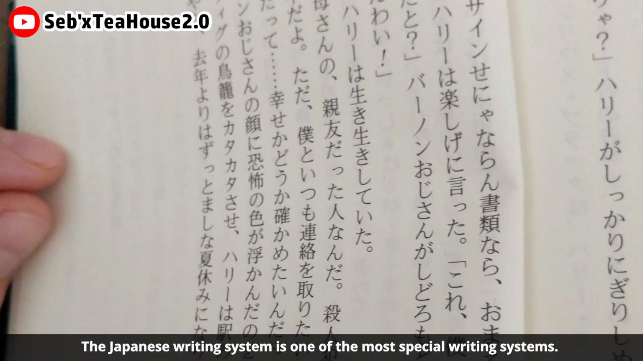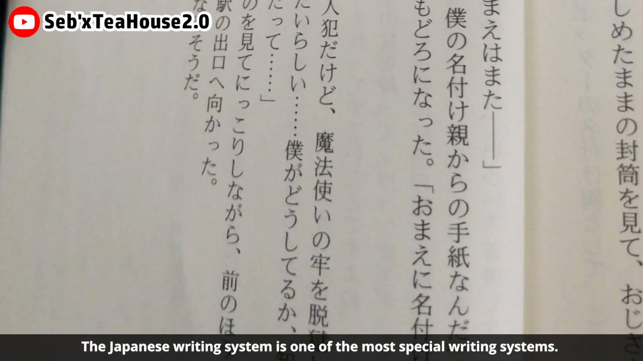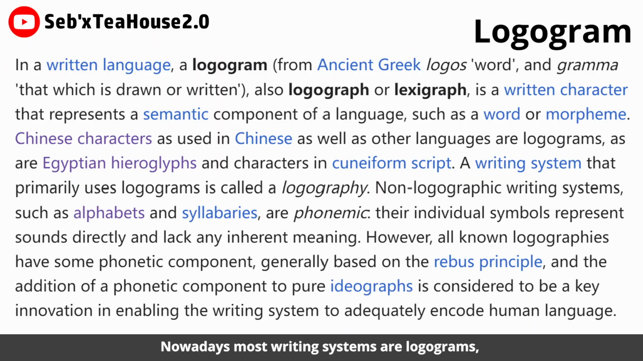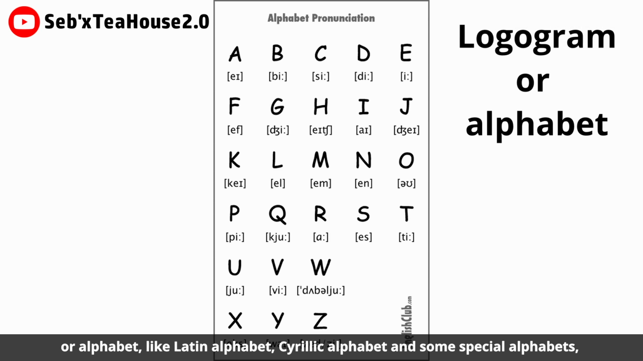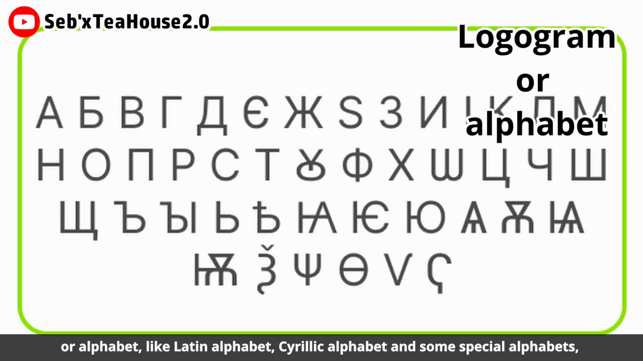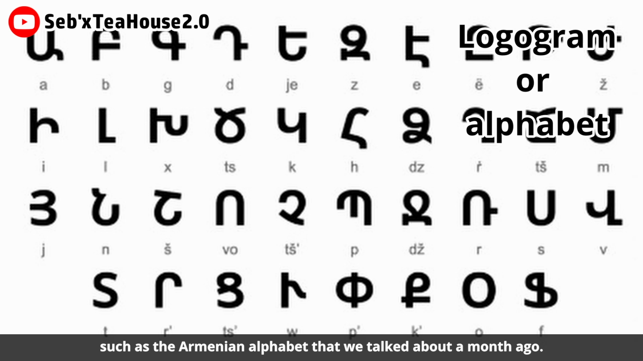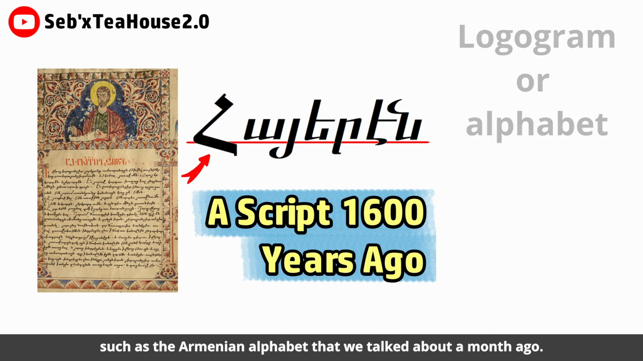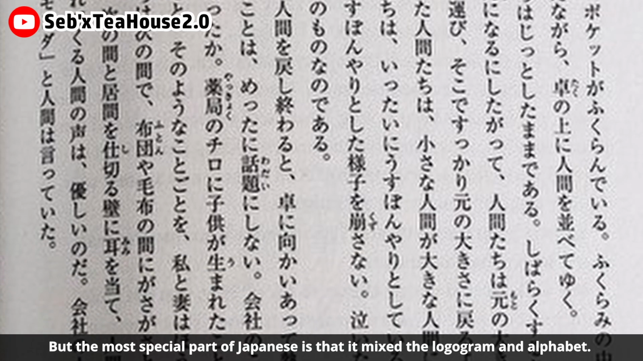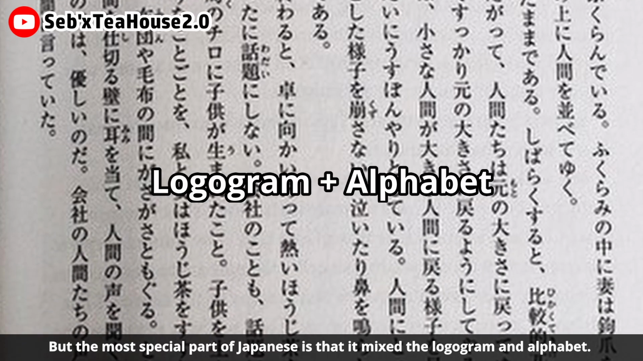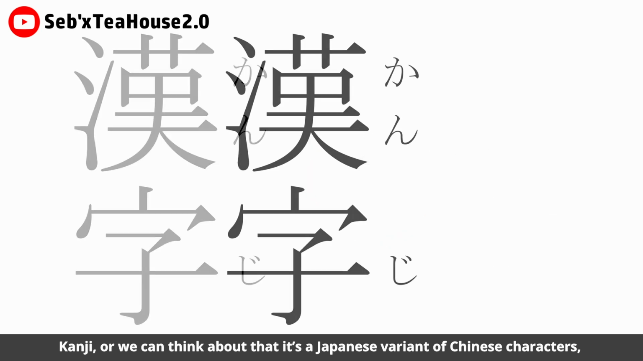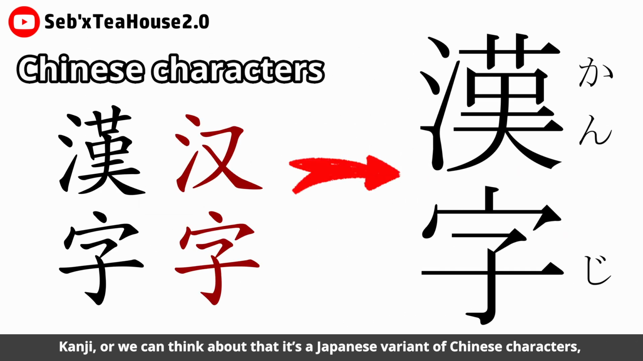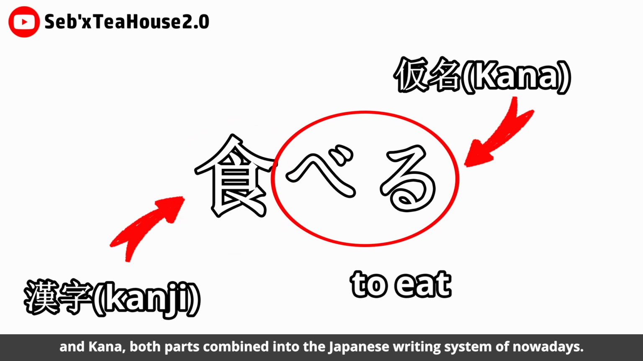The Japanese writing system is one of the most special writing systems. Nowadays, most writing systems are logograms like Chinese characters, or alphabets like the Latin alphabet, the Cyrillic alphabet, and some special alphabets such as the Armenian alphabet that we talked about a month ago. But the most special part of Japanese is that it mixes logogram and alphabet. In other words, kanji, which we can think of as a Japanese variant of Chinese characters, and kana, both parts combined into the Japanese writing system of nowadays.